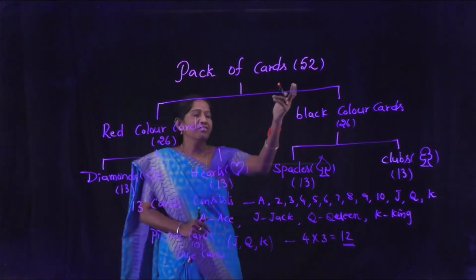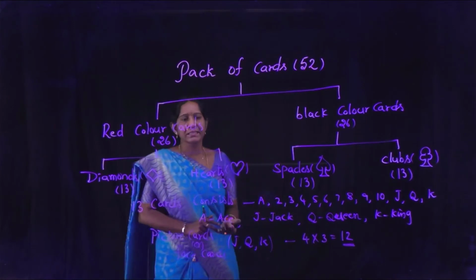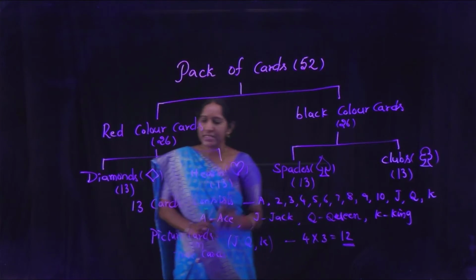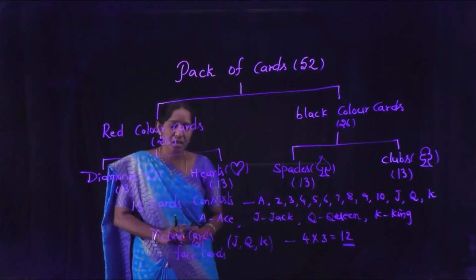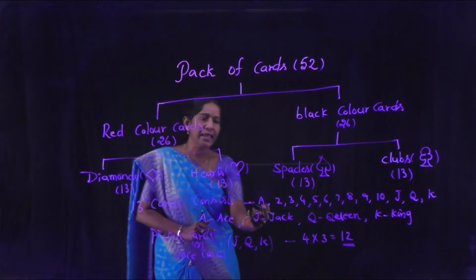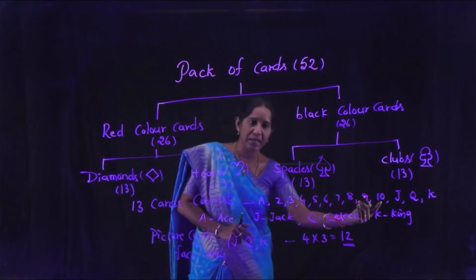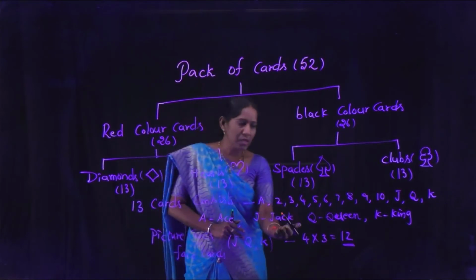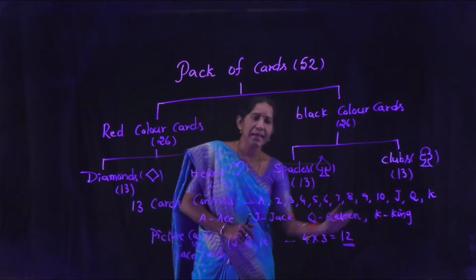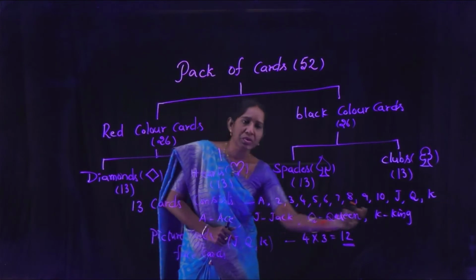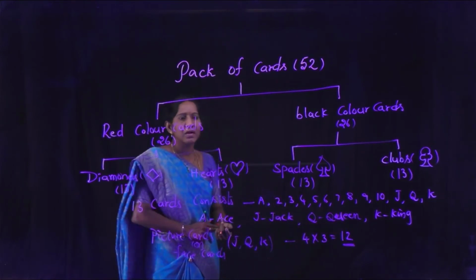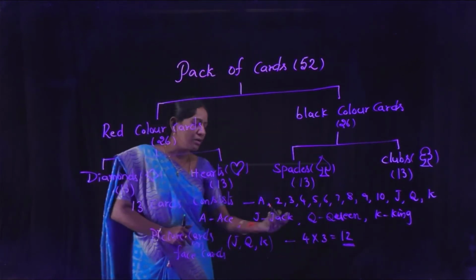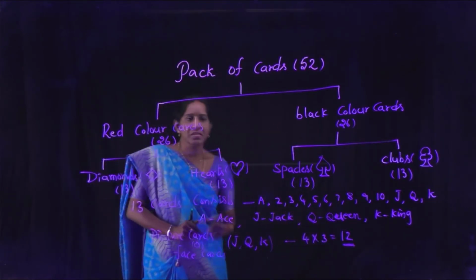So, out of 52 cards, there are 4 sets: diamonds, hearts, spades and clubs. Each set consists of 13 cards. Those 13 cards are A, 2, 3, 4 and so on up to 10, J, Q, K. This A is Ace, J is Jack, Q is Queen, K is King. These J, Q, K cards are called picture cards or face cards. So in the total pack of cards, there are 12 picture cards or face cards.